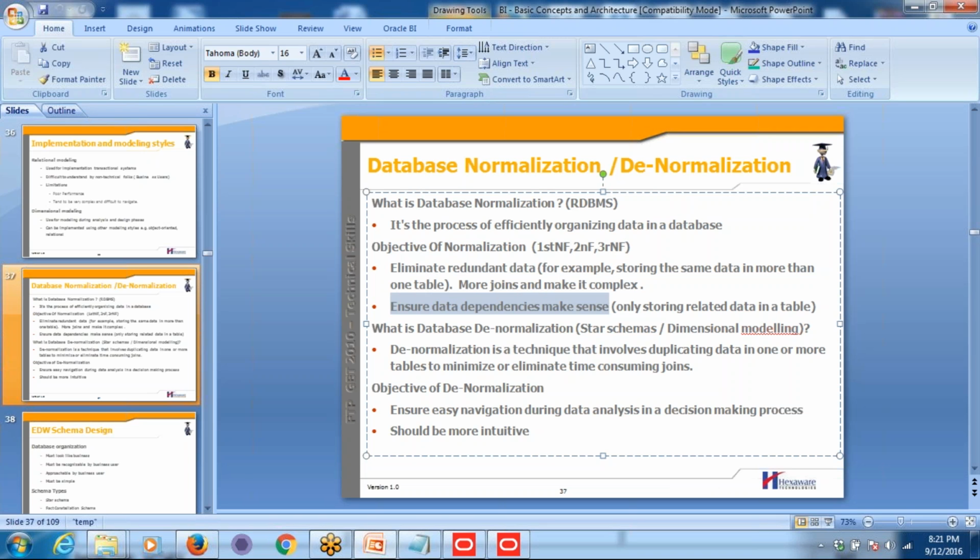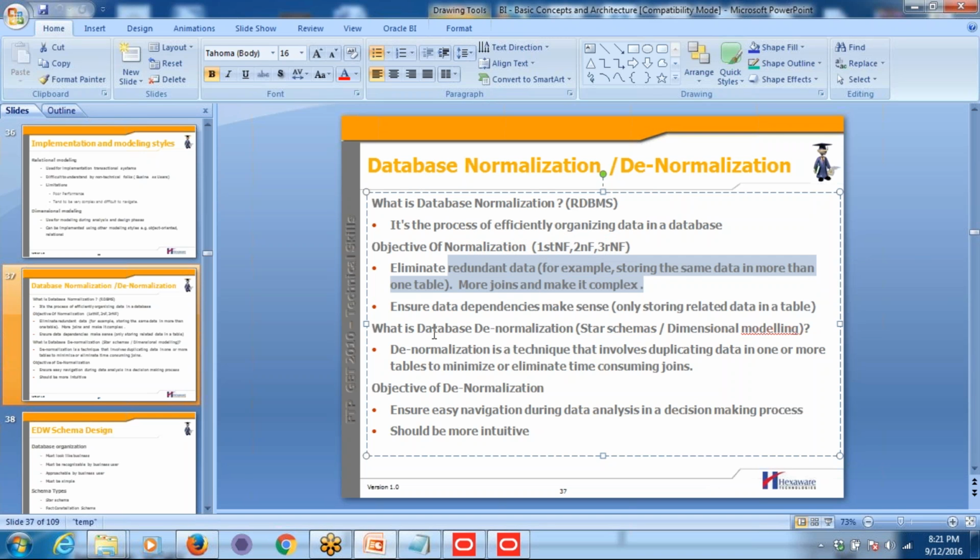That means, as I was explaining the other day, every table, whatever columns are in that table, will have to depend on the primary key. So when I say employee table, all the columns which are part of the employee table must depend on the primary key of that particular table. That means you are only storing the related data in that table. Right? So this is what you are trying to do as part of normalization.